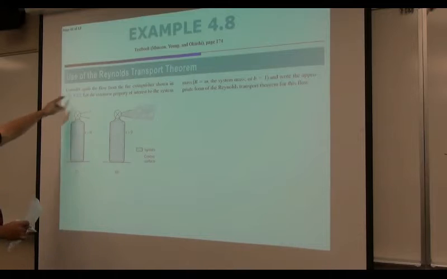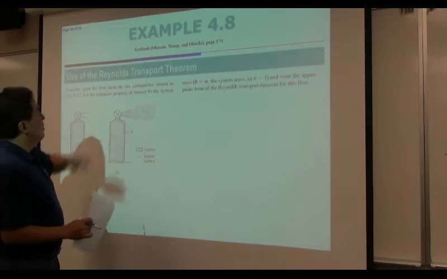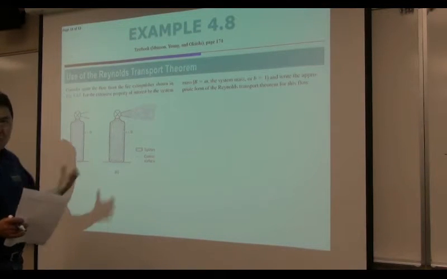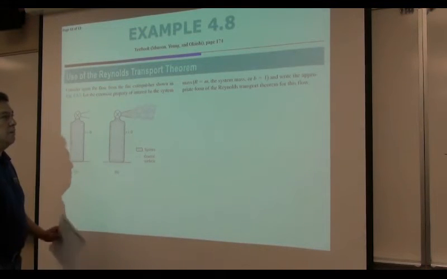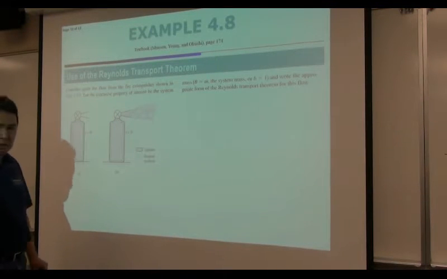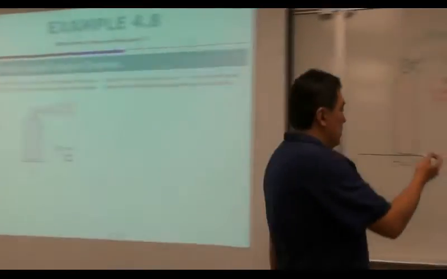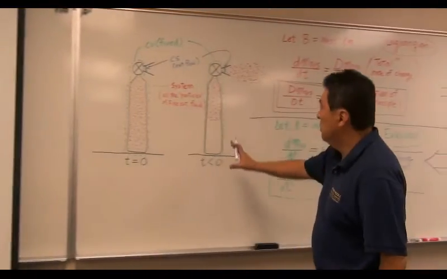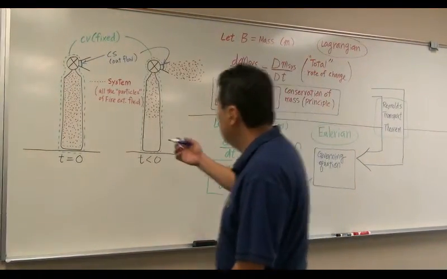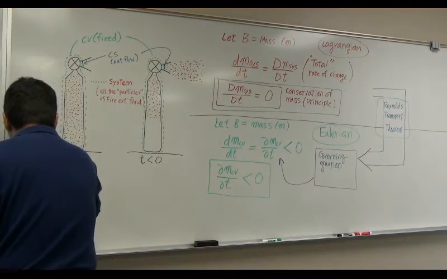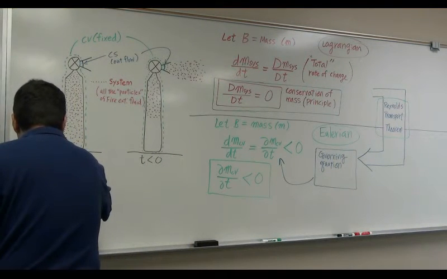Okay, so let's consider again the flow from the fire extinguisher. It's the exact same picture here. Now once again, let the extensive property of interest be the system mass, B equal to M. Write the appropriate form of the Reynolds transport theorem for this flow. Let's take a look at it. So I'm going to use the exact same figure we used in the previous example problem, and develop the Reynolds transport theorem in this particular problem.